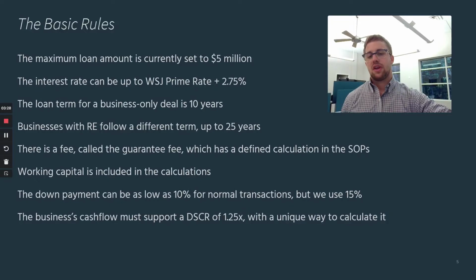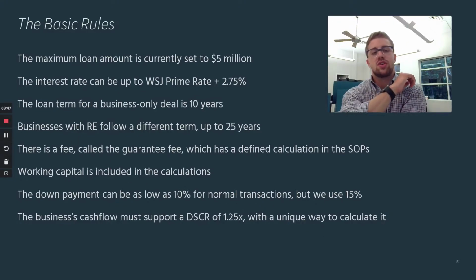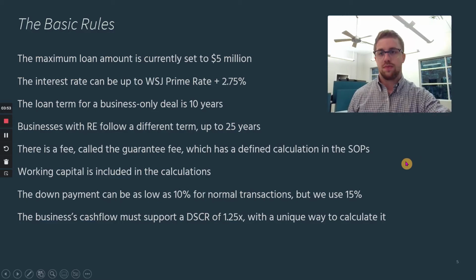The down payment can be as low as 10% in a full change of ownership, where some outside individual in an arm's length transaction is buying the business. But we tend to use 15% here at MidStreet because we found that's more realistic for most borrowers. And the business's cash flow has to support a debt service coverage ratio of 1.25 times, but there's a specific way to calculate it that we'll get into.